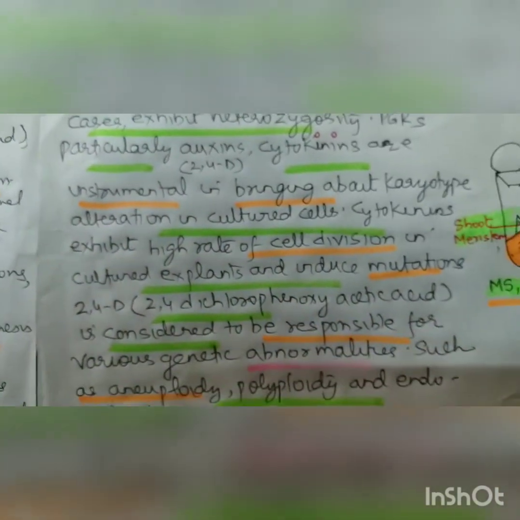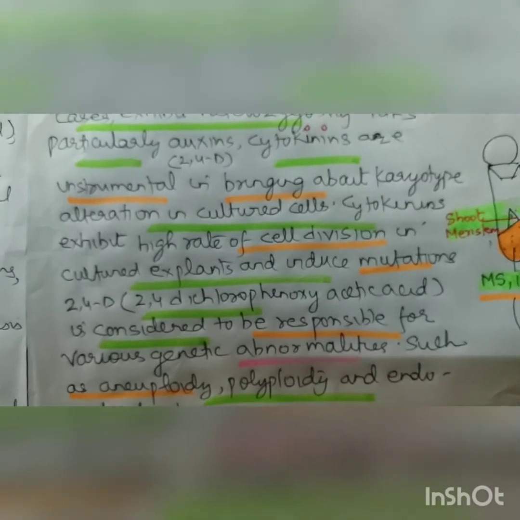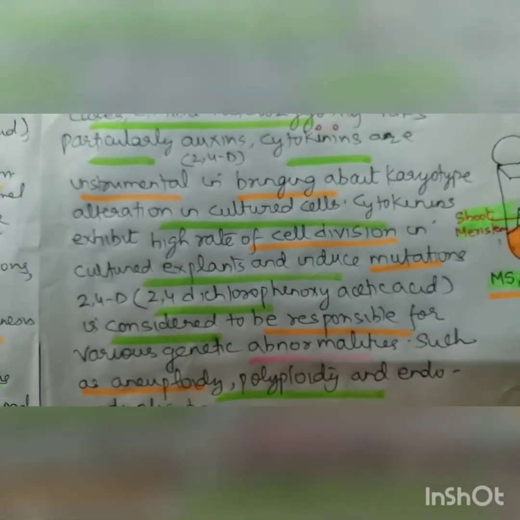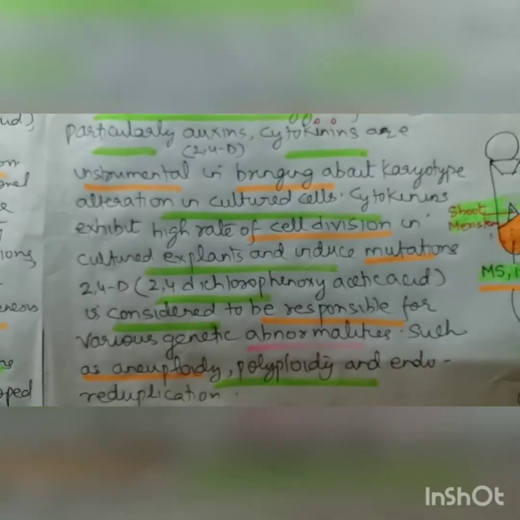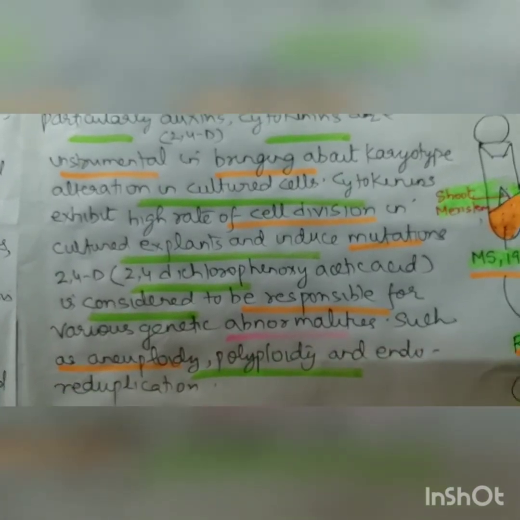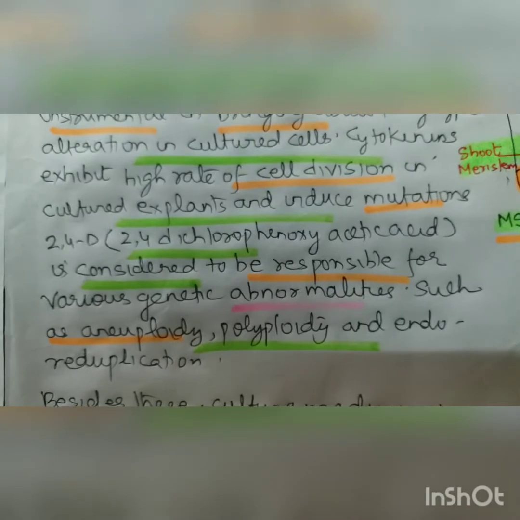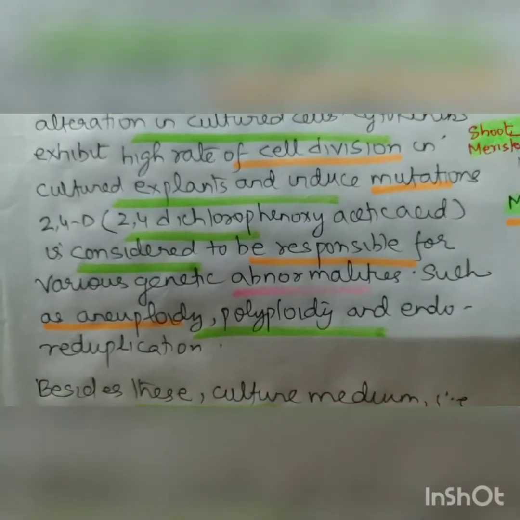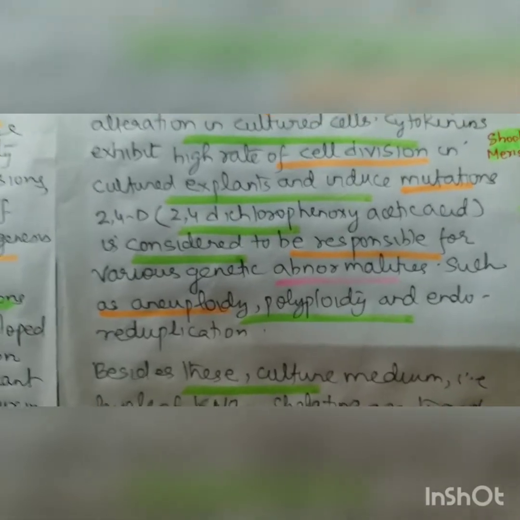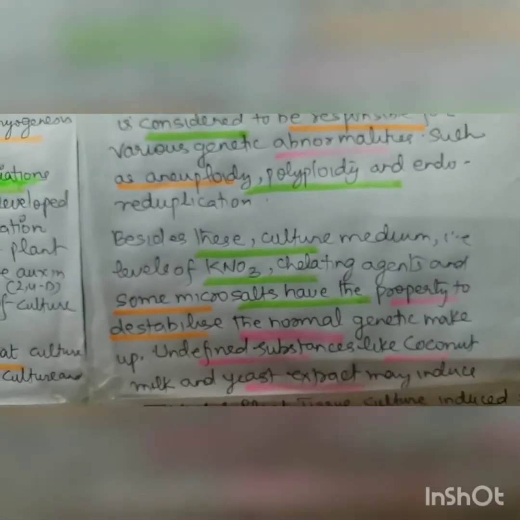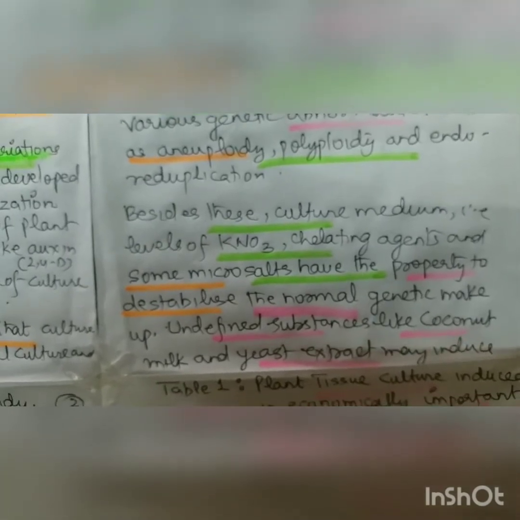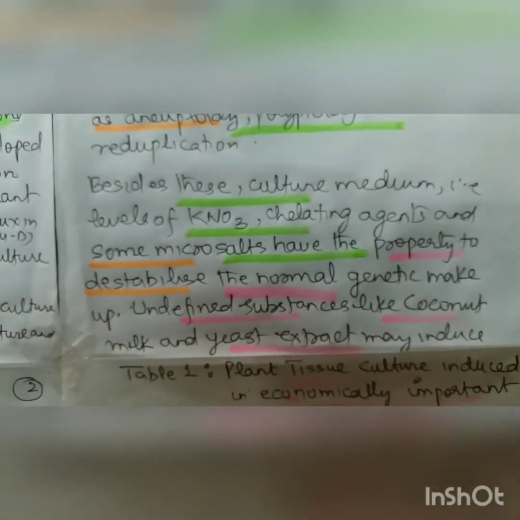PGRs, particularly auxin 2,4-D and cytokinins, are instrumental in bringing about karyotype alteration in cultured cells, right? Cytokinins exhibit a high rate of cell division in cultured explants and induce mutation, whereas 2,4-D, I already told you, is considered to be responsible for various genetic abnormalities due to endoreduplication, such as aneuploidy, polyploidy and endoreduplication. As I just told you, the chromosome at interphase undergoes extra duplication.